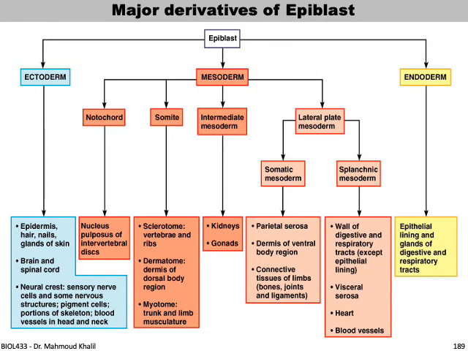For the lateral plate mesoderm, the somatic mesoderm gives rise to the parietal serosa and the dermis of the ventral region. The serosa is actually a part of the epithelium. Connective tissue, as well, comes from the somatic mesoderm, including the connective tissue of the limbs. While the splanchnic mesoderm will give the wall of the digestive and respiratory tract, except the epithelial lining, the visceral serosa, the heart, and the blood vessels. From the endoderm, it will give the epithelial lining and the glands of the digestive and respiratory tract. By this slide, we finish the mammalian development.